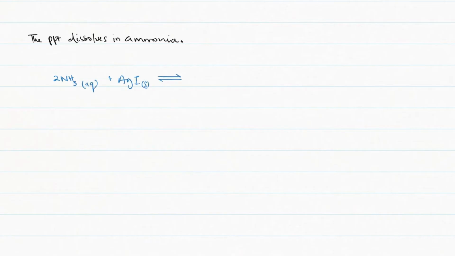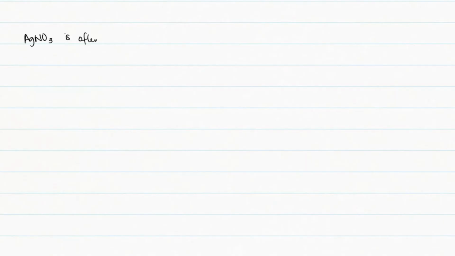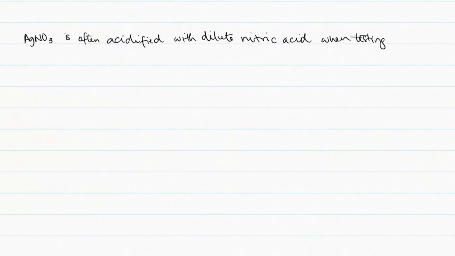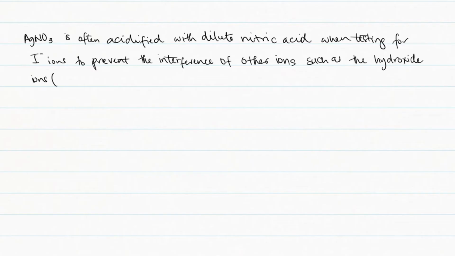This is because a soluble complex ion is formed when ammonia is added to silver iodide. Silver nitrate is often acidified with dilute nitric acid when testing for iodide ions to prevent interference of other ions such as hydroxide and carbonate ions. By acidifying the silver nitrate solution with dilute acid, the carbonate ions and hydroxide ions are neutralized and converted to carbon dioxide and water respectively. This ensures that the only reaction taking place is the formation of silver iodide precipitate with the silver ions, allowing for a more accurate and reliable test for the presence of those iodide ions.